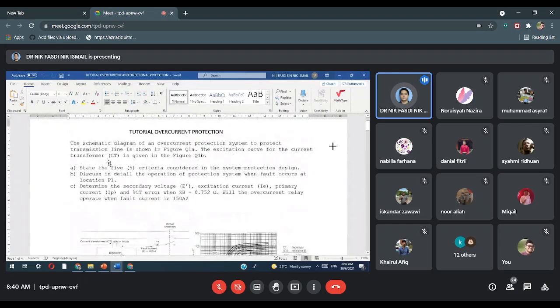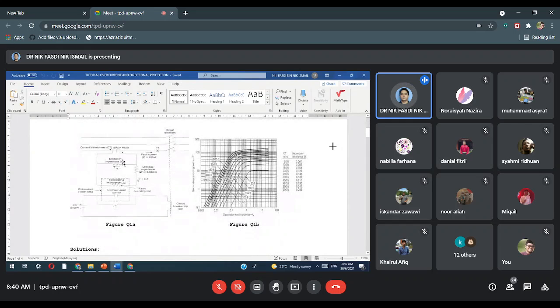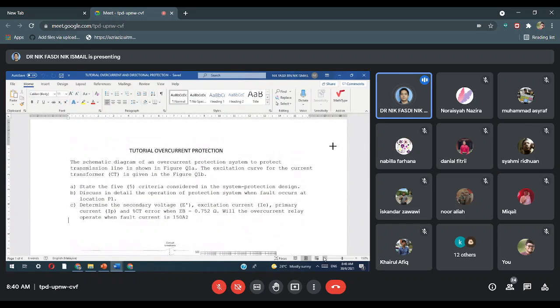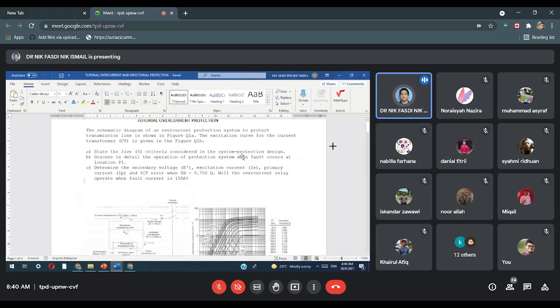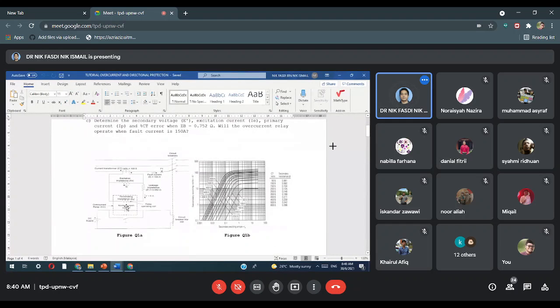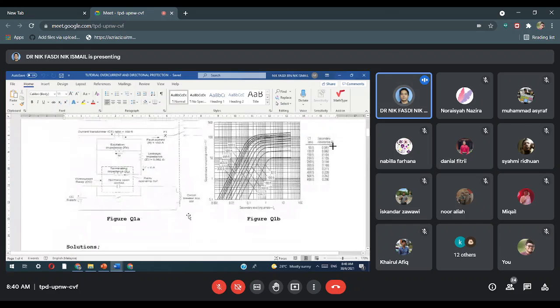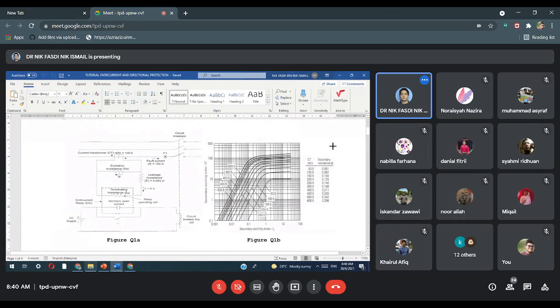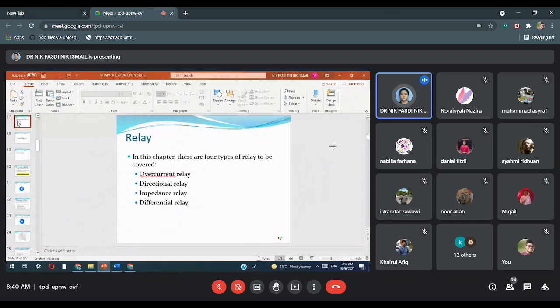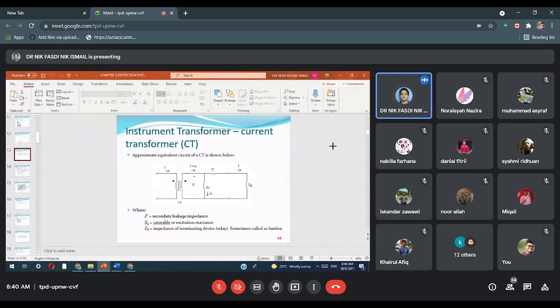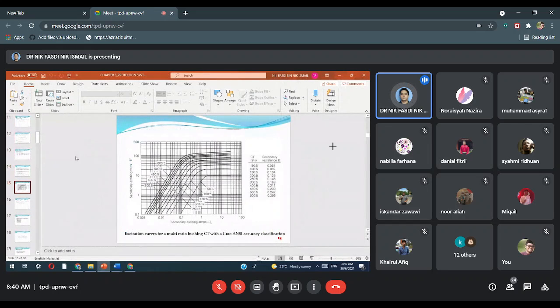Okay. The schematic diagram of an overcurrent protection system to protect transmission line is shown in figure Q1. So this is figure Q1A. Okay, so you boleh open lah, sambil tu you boleh post sendiri. The excitation curve for the current transformer is given in the figure Q1B. So you faham, this is the excitation curve and this is the connection of overcurrent relay. So you nampak kat sini lah. Right? In your note pun sama if you back to the notes. So ini kita we call it as excitation curve.